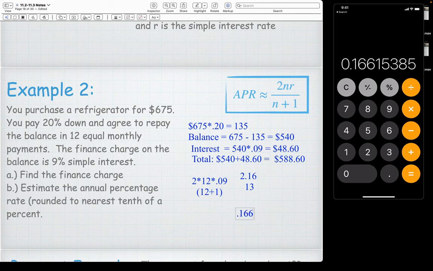So 0.166153 and so forth. And so if we move the decimal spot back 2 spaces, we're getting approximately 16.6% interest. If you make more payments, if you split that up into 24 equal payments that are smaller, your effective interest rate increases a little bit. If you make fewer payments, more amount each time, your effective interest rate is going to go down.